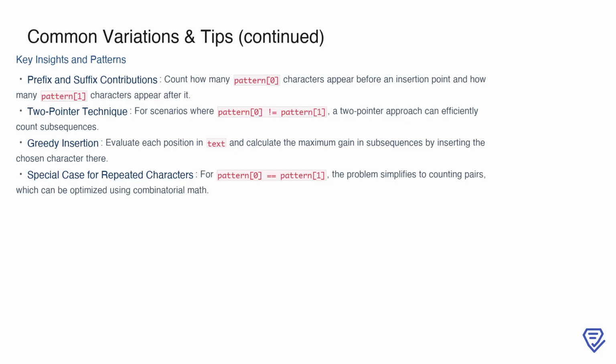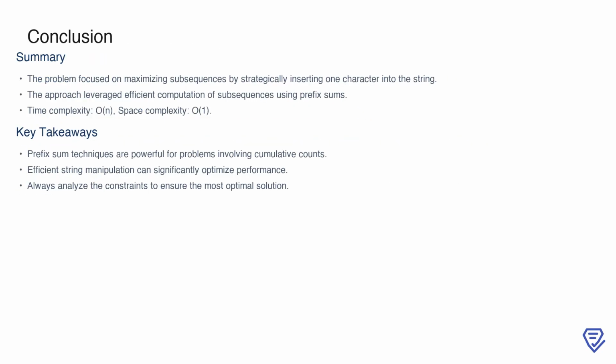Finally, if pattern 0 equals pattern 1, the problem simplifies significantly, as you only need to count pairs. This can be optimized using combinatorial math, such as calculating combinations of pairs with the formula NC2. These techniques not only improve efficiency but also simplify the logic of your solution, allowing you to handle various cases with confidence. Thank you for following along. To recap, we solved a fascinating problem using prefix sums and efficient string manipulation to maximize subsequences.